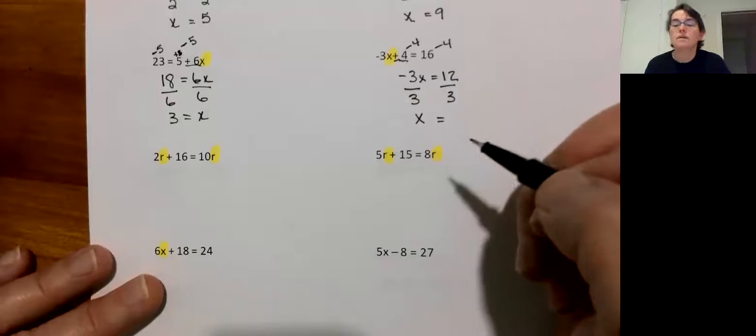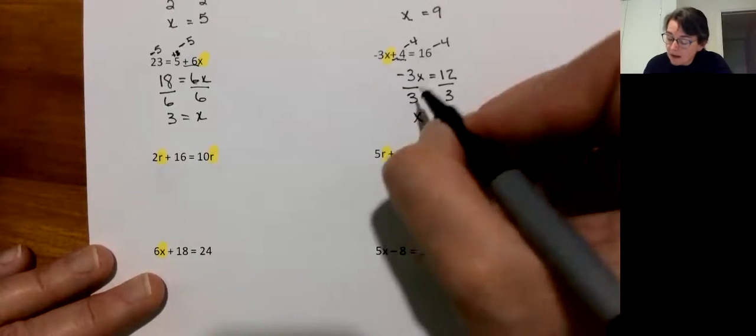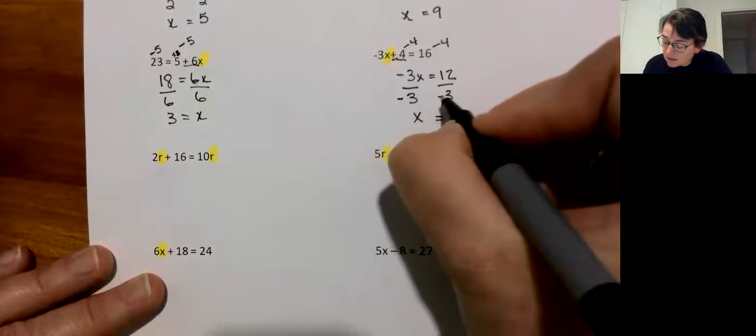Oh. What's wrong? You should be yelling at the screen. I screwed up. I need to divide by negative 3 and negative 3 there.